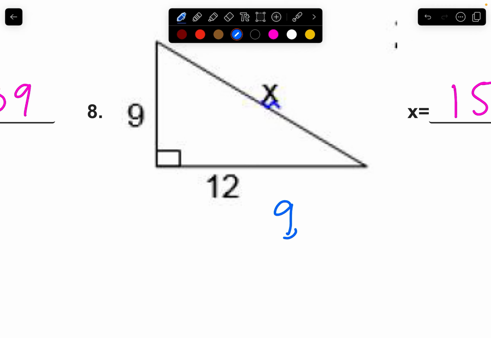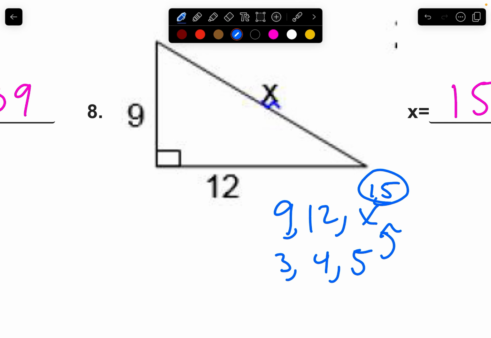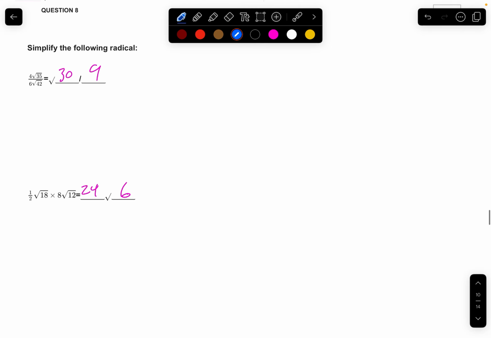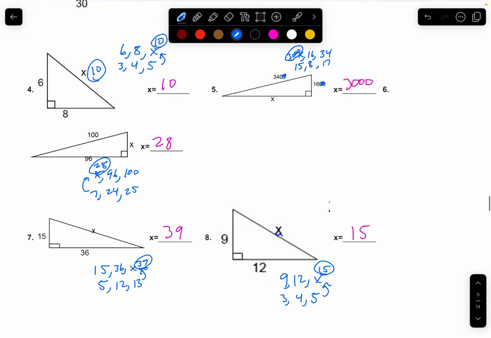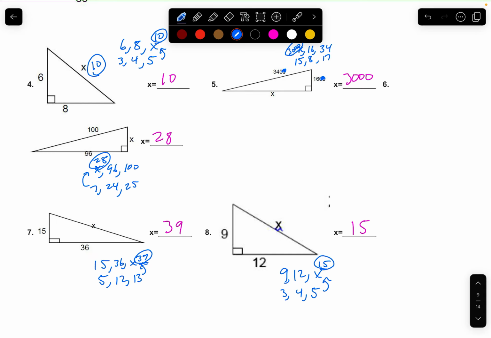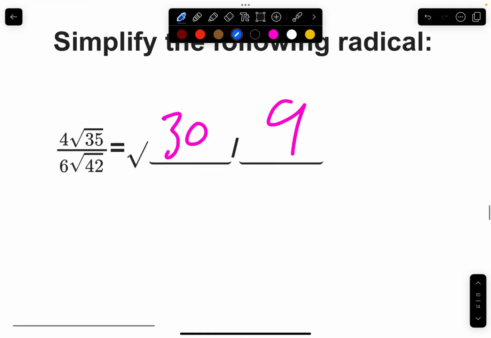9, 12, 15. That's another really common one. But let's just run it through. Divide by 3. Divide by 3. That's a 3, 4, 5. Multiply the 3 back in. Where to zoom in, my friends? Oh, they're done. Guys, I loved them. We'll miss them. All right, moving along.